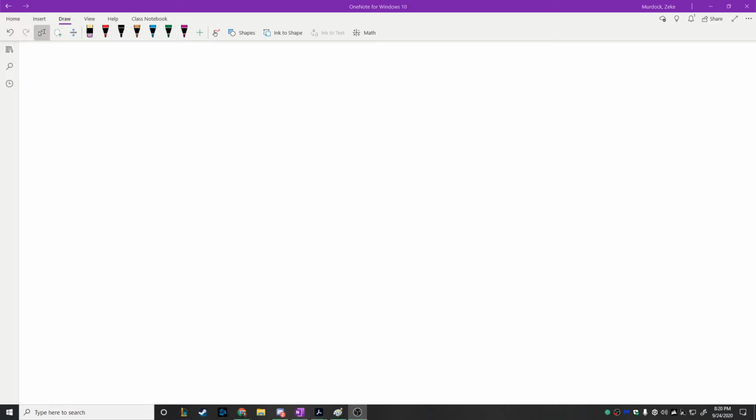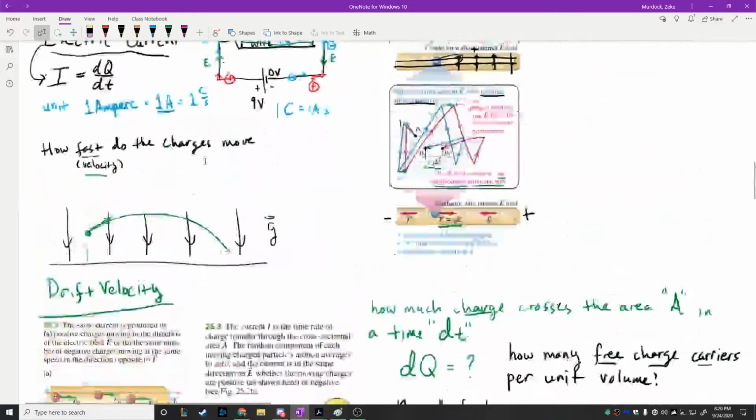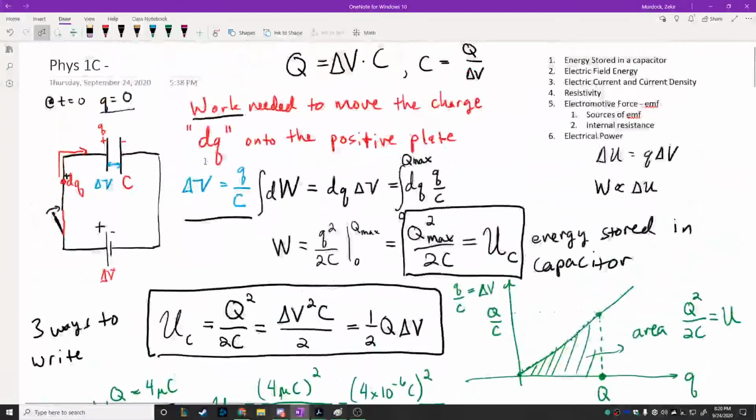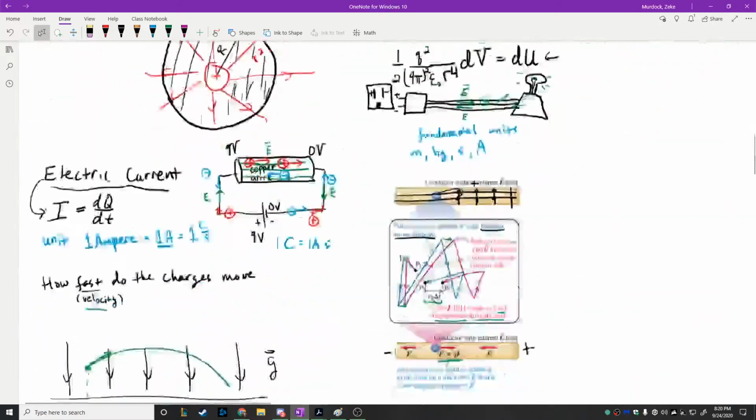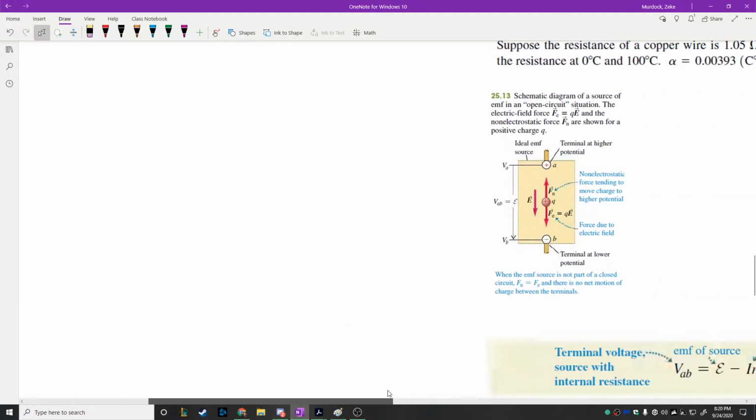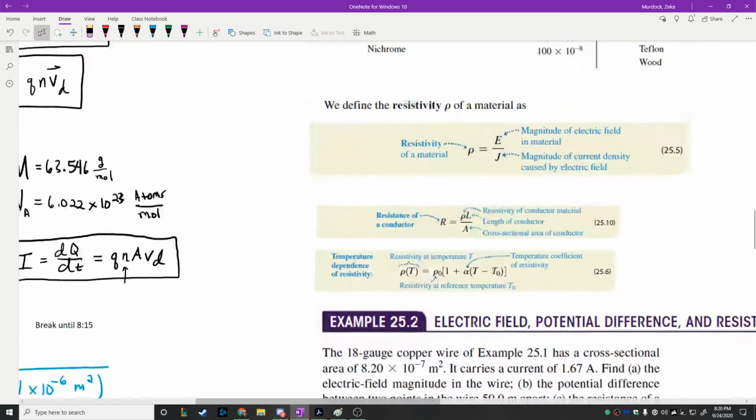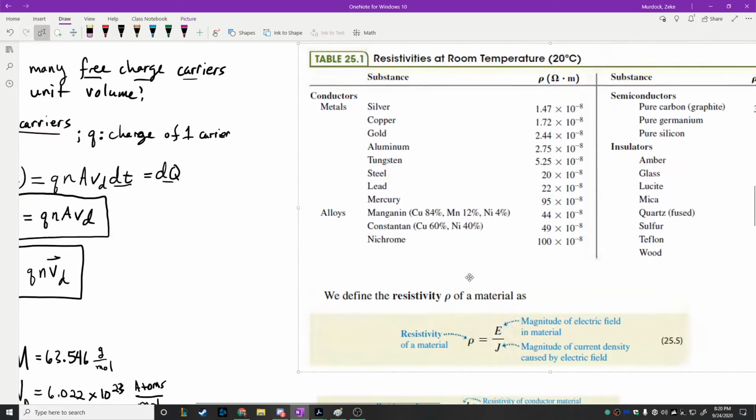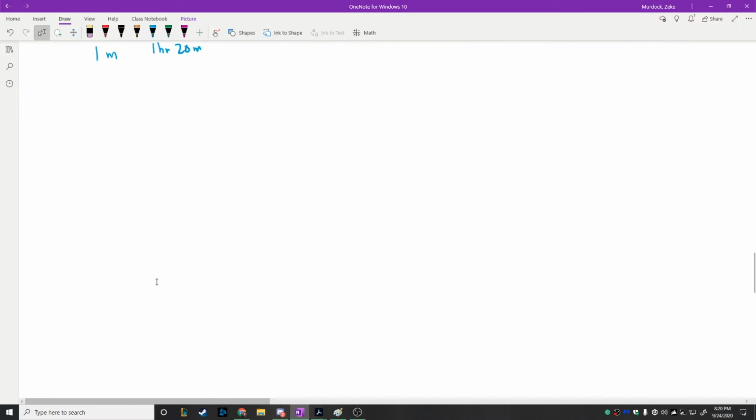Okay, this is the last hour of Physics 1C for September 24th, and we're going to be talking about the way in which voltage is connected to current, and that forces us to talk about something that's called resistivity. All right, so let's get started talking about resistivity. Resistivity is a property of materials, and this little chart is going to kind of describe what it is.